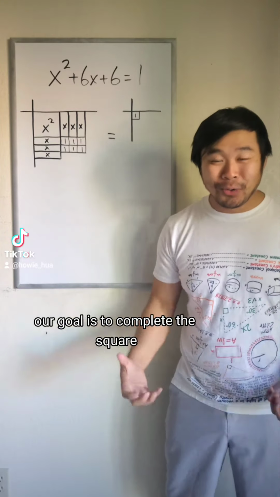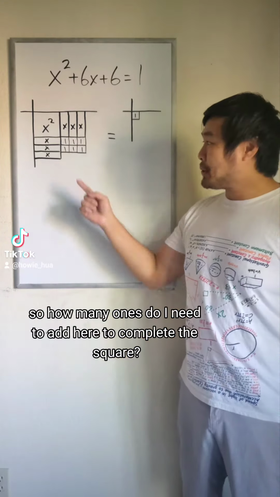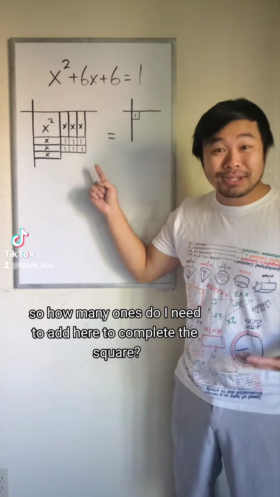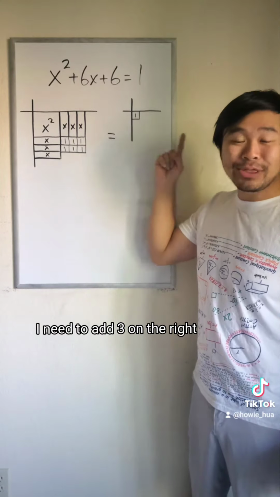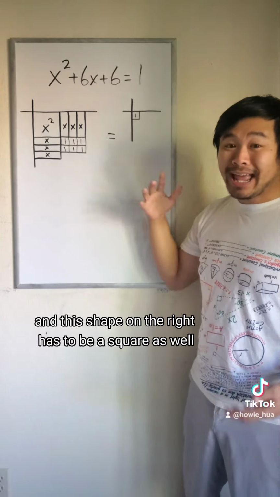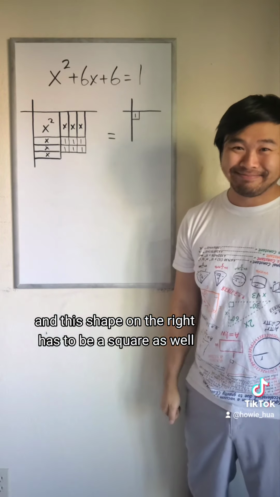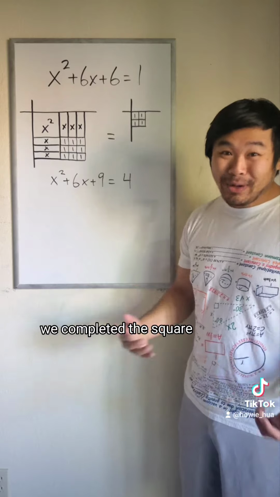Now remember, our goal is to complete the square. So how many 1s do I need to add here to complete the square? 3. So if I add 3 on the left, I need to add 3 on the right. And this shape on the right has to be a square as well. And we did it! We completed the square!